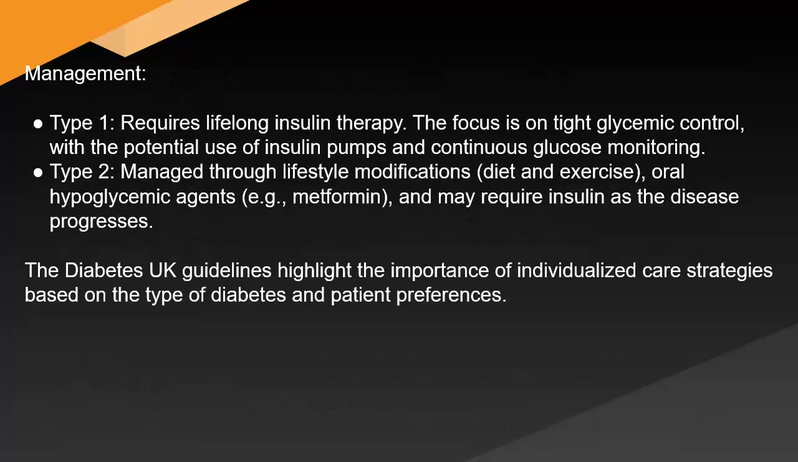Management. Type 1 requires lifelong insulin therapy. The focus is on tight glycemic control with the potential use of insulin pumps and continuous glucose monitoring. Type 2 is managed through lifestyle modifications, diet and exercise, and oral hypoglycemic agents, e.g. metformin, and may require insulin as the disease progresses. The Diabetes UK guidelines highlight the importance of individualized care strategies based on the type of diabetes and patient preferences.